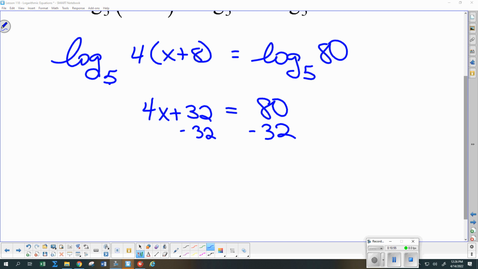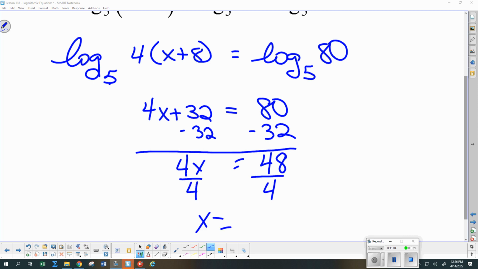So if we subtract 32 on both sides, we have 48 is 4x. Divide both sides by 4. And I agree with what you guys just said, that x is 12.